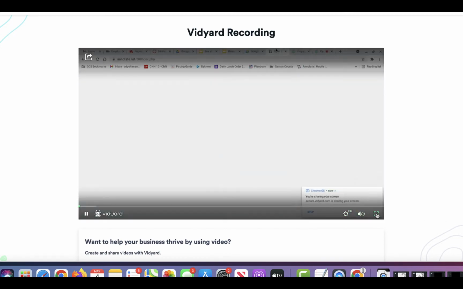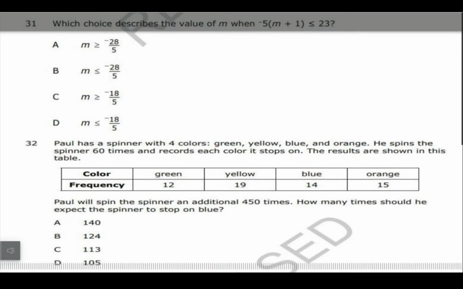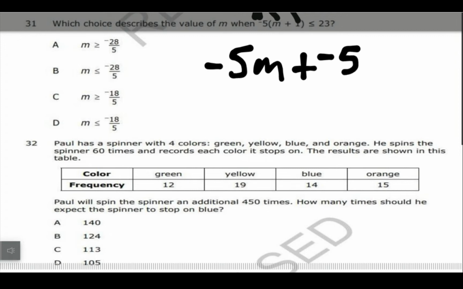All right, guys, I'm going to go through problems 31 through 35 today. So this one we have an inequality with distributive properties, so I need to do the distributive property first. Negative 5 times m is negative 5m, and then negative 5 times positive 1 is negative 5. And remember, when I have a negative variable, I have to flip the sign.